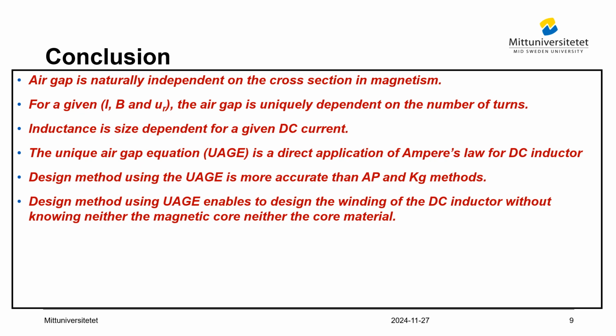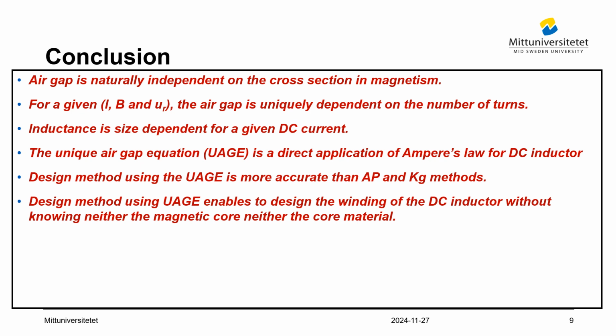As a conclusion, we always have to understand that the air gap is naturally independent of the cross-section in electromagnetism. For a given DC current, magnetic flux density, and relative permeability, the air gap is uniquely dependent on the number of turns. You also have to remember that the inductance is always size dependent.